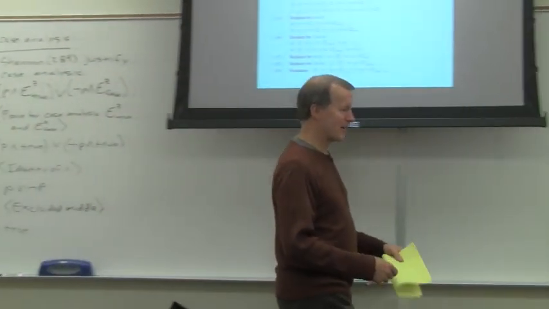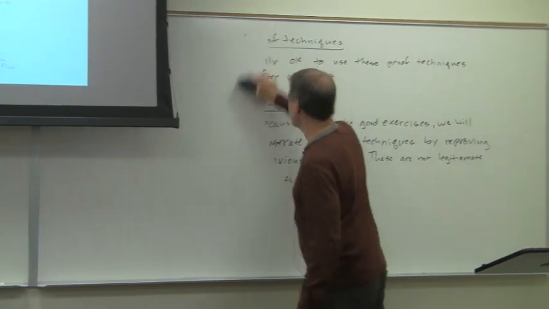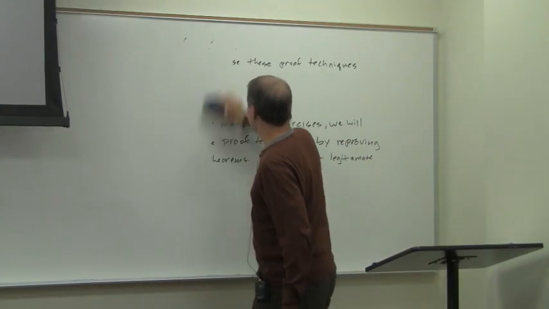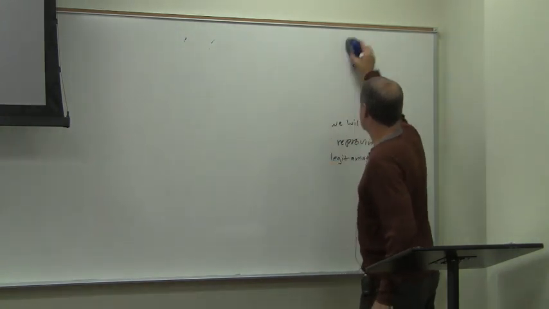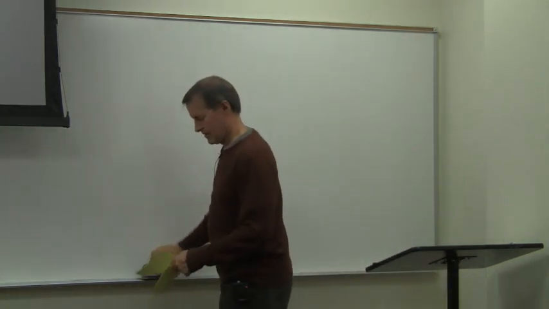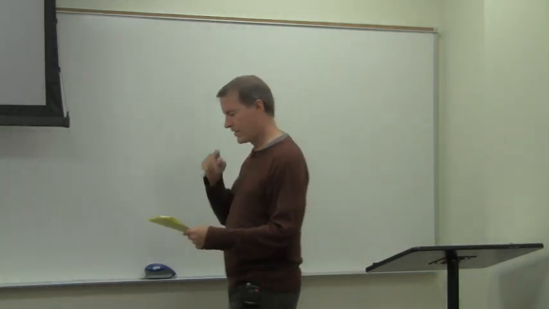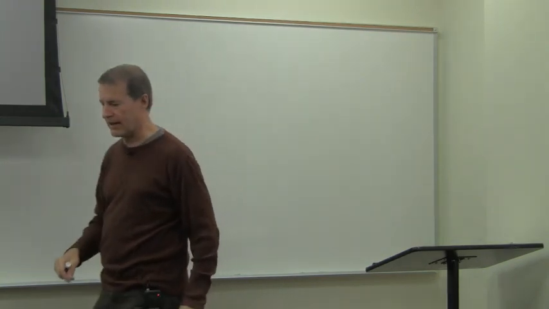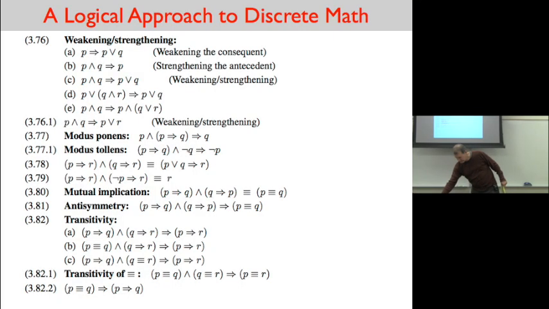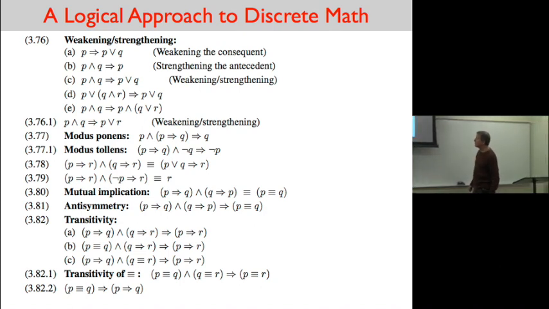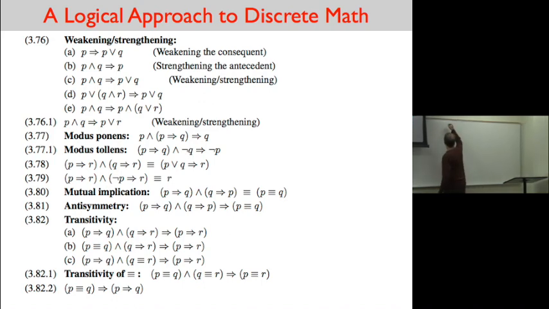So now, after talking all about this theory of case, let's actually do a couple of proofs by case analysis. Okay. So here's an example. Let's reprove 3.80. Let's go back up here. So what is 3.80? We're going to reprove 3.80, mutual implication.